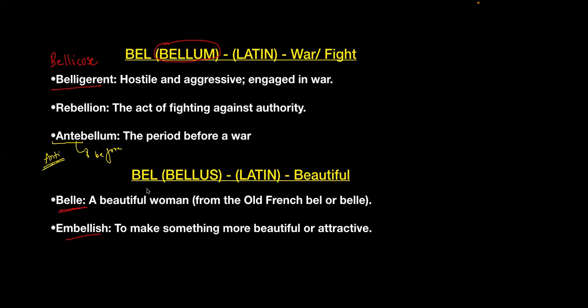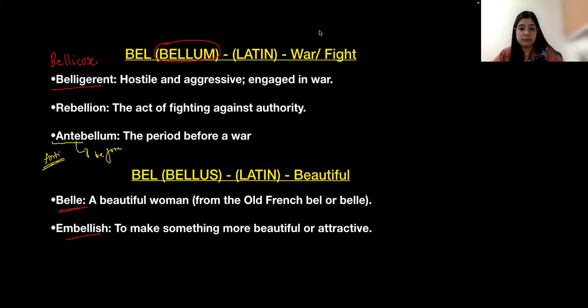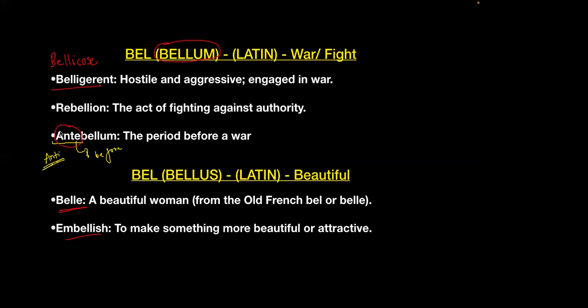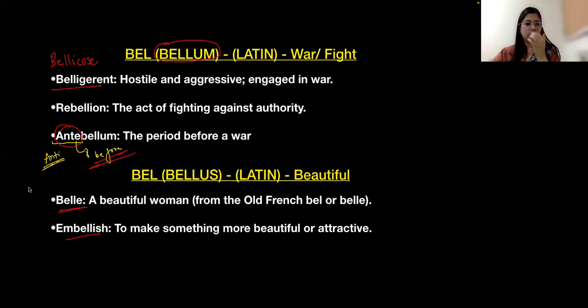Ma'am, what's the meaning of ante with an E? Hanji? What was the meaning of ante with an E? This one? Yeah. It means before. Before. आएगा ये root word आगे.